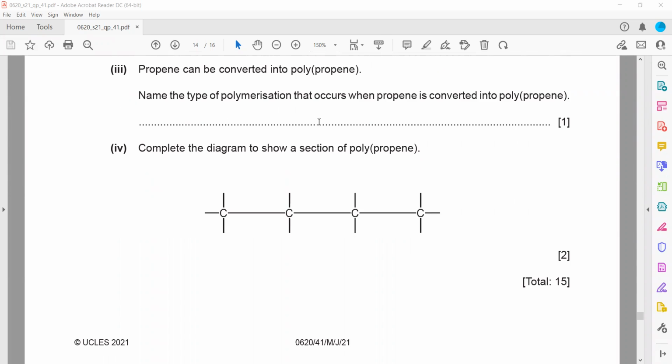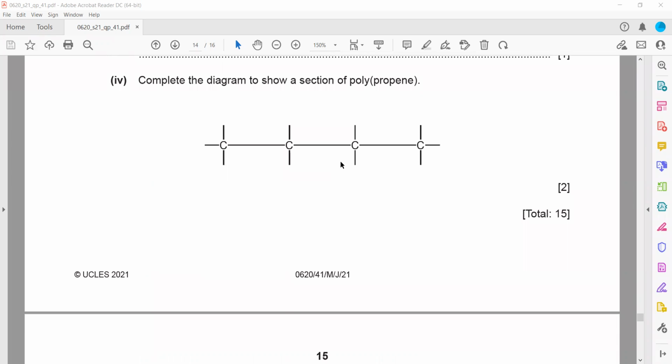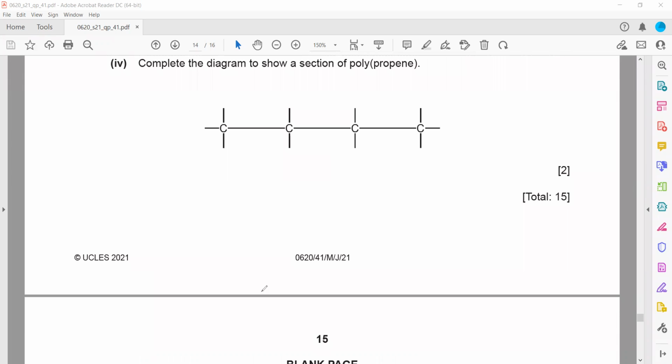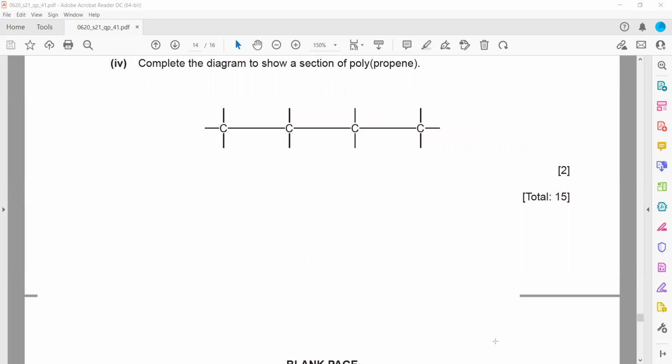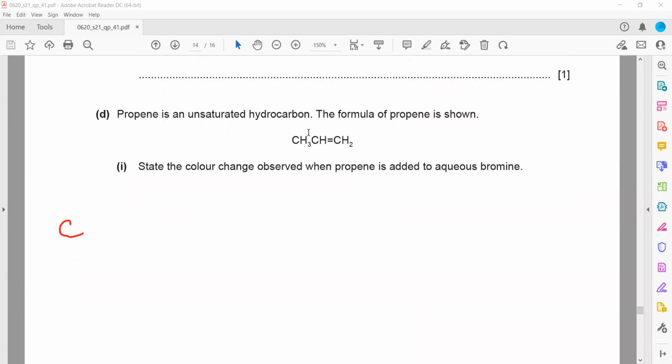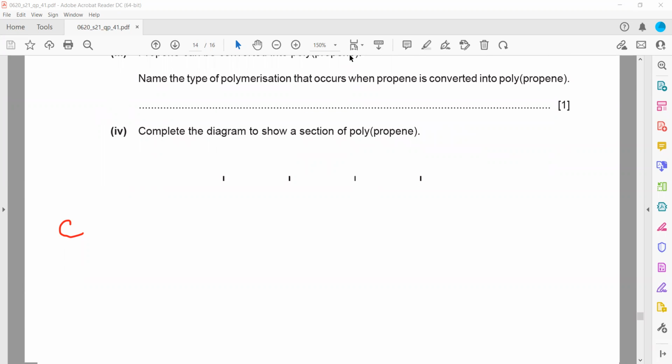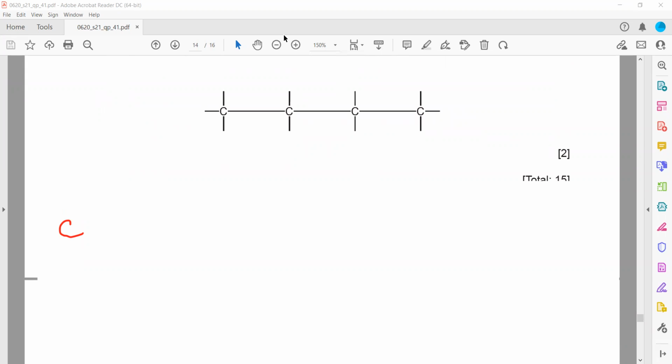Complete the diagram to show a section of polypropene. Look, say this was a propene. The structure of propene was given at the beginning of the question, which was here: CH3, CH, and CH2. So this was CH3.